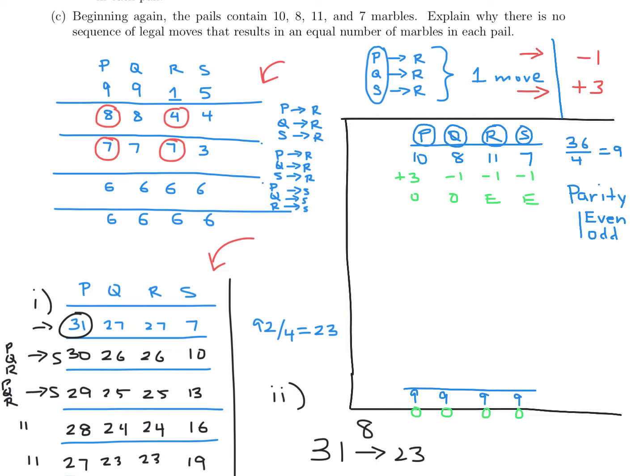Sorry, what am I saying here? 10 is even. So we have even, even, odd, odd, right? And then after a move, we have odd, odd, even, even. And you'll see no matter what you do, you always end up with 2 odds and 2 evens. And if you're not convinced, let's try again.